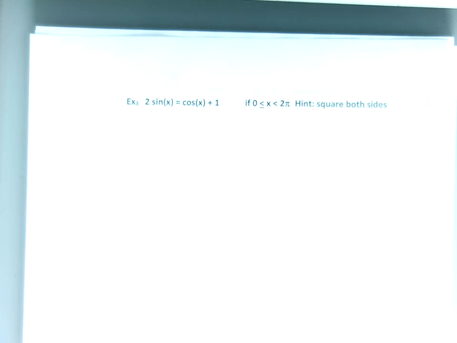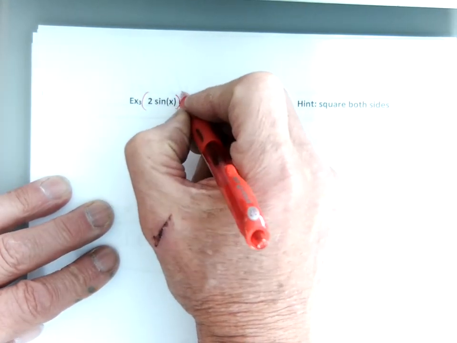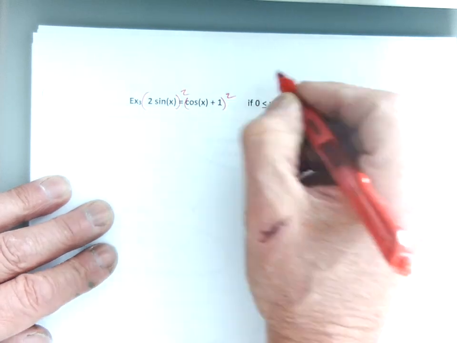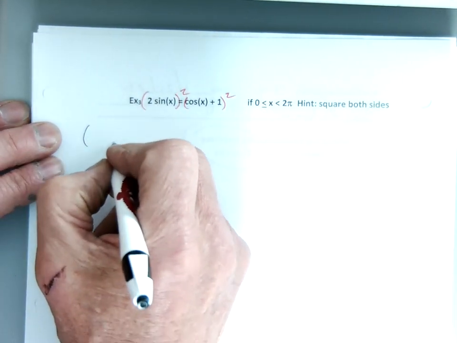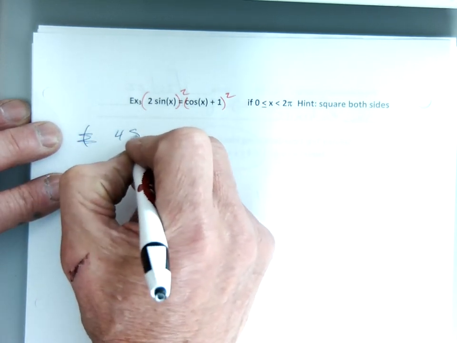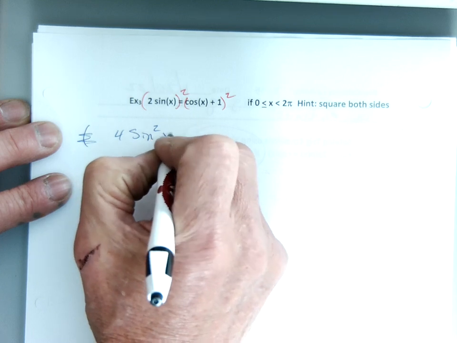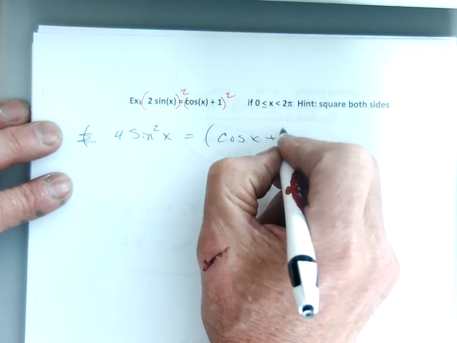So what I'm going to do is square both sides. Here's my trick. So I'm going to square both sides to get a sine squared and a cosine squared. Okay, I'm going to square both sides. So I'm going to have a 4 sine squared of x equals, I'm going to have to FOIL this one, but I can do that.